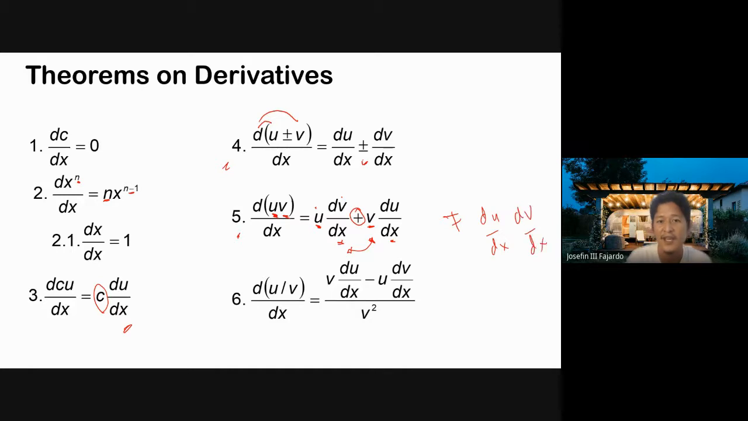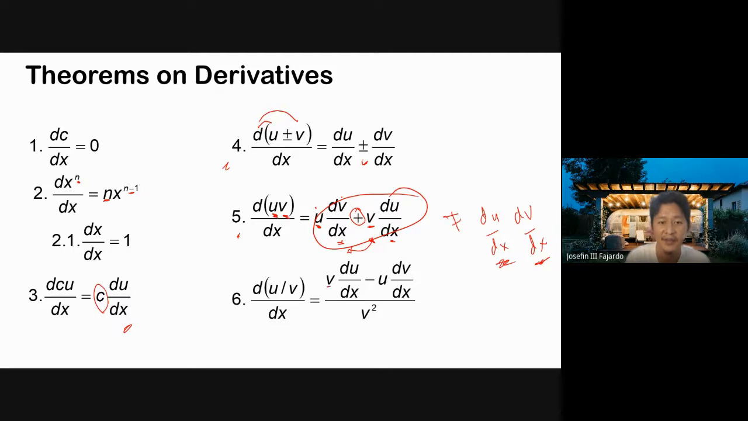Hindi yan derivative ni u over derivative ni v, dx over dx. Di ba parang ito, pag may derivative ng dalawang pinag-add, i-add lang din natin derivative. Pero notice ito, derivative ng product, hindi natin kinuha yung derivative ng una, multiply sa derivative ng pangalawa. Di ba hindi? Meron tayong ibang formula. Same thing with yung sa quotient, iba rin.